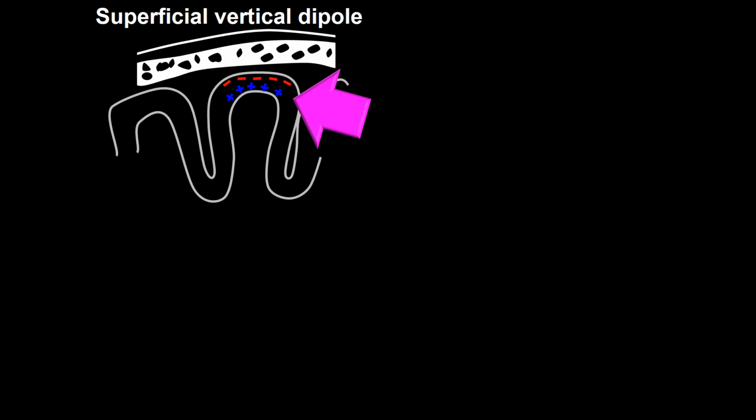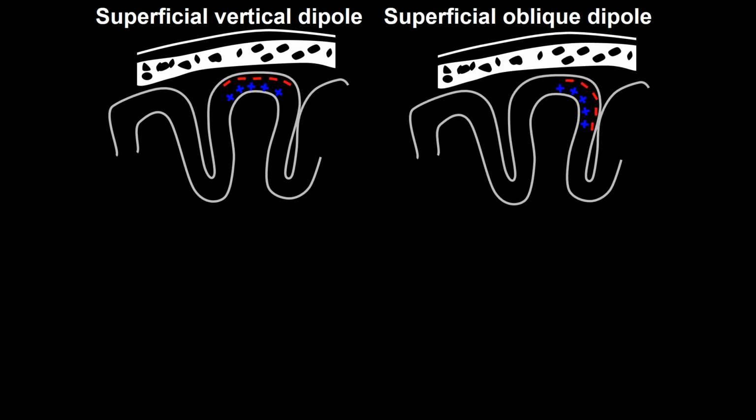Superficial vertical dipole layers show only one polarity towards the scalp surface, thus towards the EEG electrode. In this case, a negative polarity. But this simple arrangement is not the only one found in the cerebral cortex. Other arrangements exist, primarily determined by the region of the convolution occupied by the activated pyramidal cells.